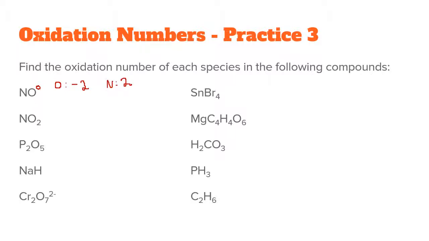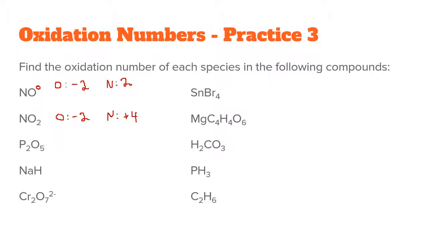Next is nitrogen dioxide. Oxygen is still a -2, always is, but now there are 2 oxygens to balance out, or a -4 overall, so nitrogen is going to have to be a +4.